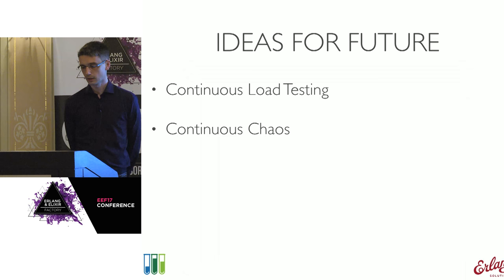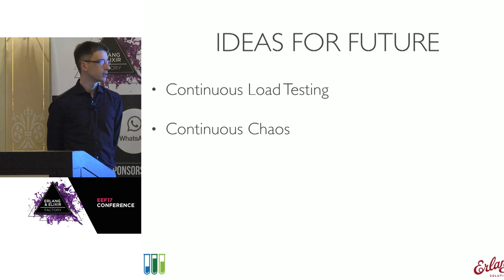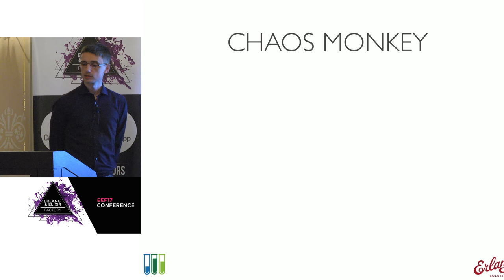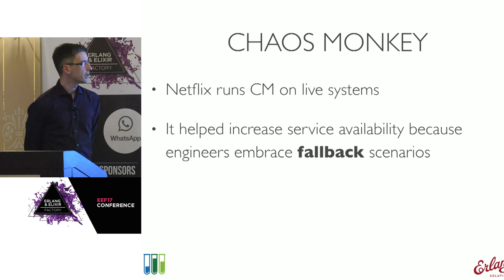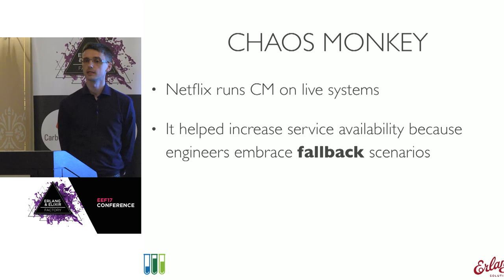Another idea is continuous chaos, which for those of you who were present at the talk by Casey Rosenthal before coffee break, he was talking about continuous chaos at Netflix. He introduced us to the concept of Chaos Monkey. Netflix runs Chaos Monkey on live systems. And he claimed that it helped increase service availability, because when you run this on a production system, engineers tend to implement fallbacks, which will protect the system from any Chaos Monkey effects.